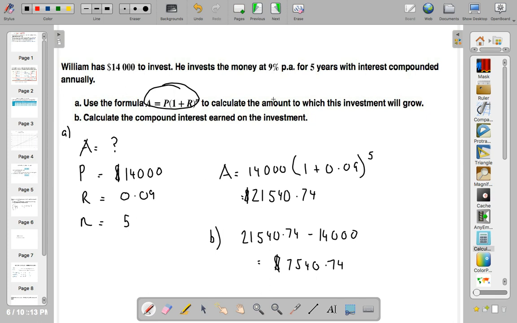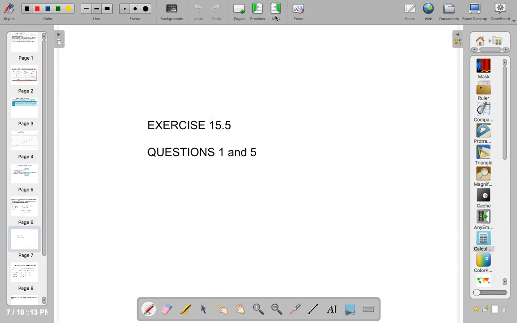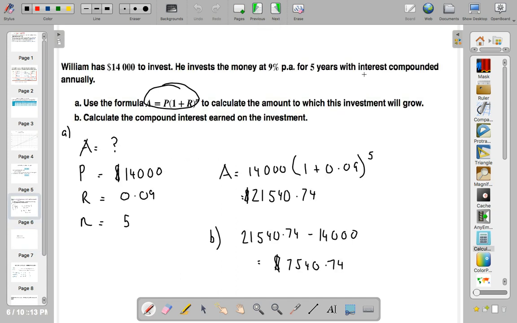So there's a bit of a starter on compound interest. Might do another example in class, but that will get you going. Exercise 15.5, questions 1 and 5. Hope that helps, and hope that gives you a good start into compound interest.